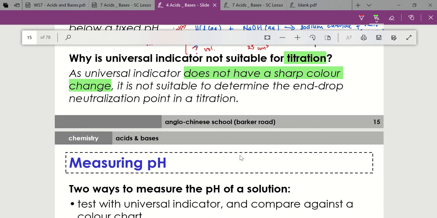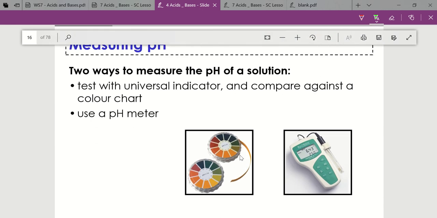Okay, so moving on, when I'm measuring pH of a solution, generally I have two ways. One is using a universal indicator and comparing it with a color chart. The other one is a digital process, a pH meter. So over here we have a pH probe. This thing over here is a pH probe that I will insert into the solution, and then it will show me my pH.